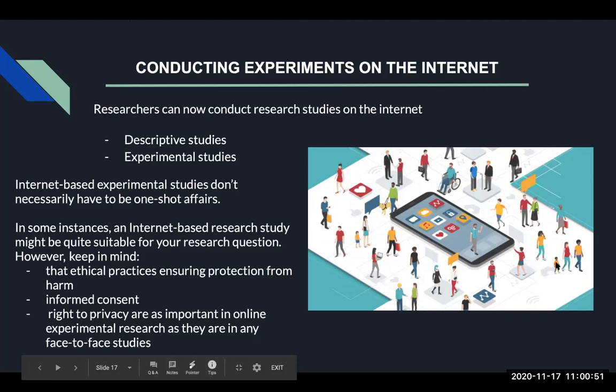Conducting experiments on the internet. Researchers can now conduct research studies on the internet, such as descriptive studies and experimental studies. Internet-based experimental studies don't necessarily have to be one-shot affairs. In some instances, an internet-based research study might be quite suitable for your research question. However, keep in mind that ethical practices, ensuring protection from harm, informed consent, and the right to privacy, are as important in online experimental research as they are in any face-to-face studies.